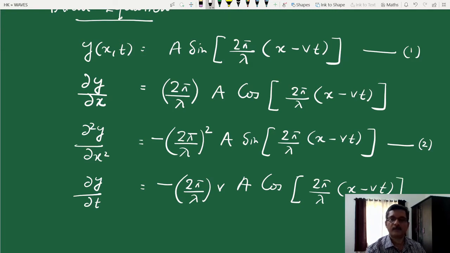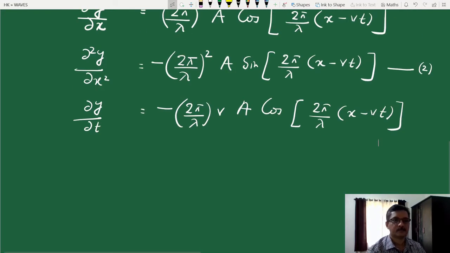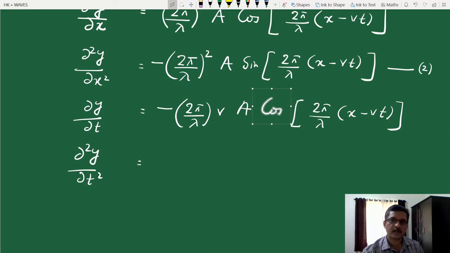Take one more derivative. So ∂²y/∂t². Now we have a cosine function here in ∂y/∂t. The derivative of a cosine function is minus sine function, so there is an extra minus sign, and here also the coefficient of t should come out, which is 2π/λ into minus v. So two minus signs are there. One comes from minus sine theta, the other comes from minus v. Okay, the two minus signs will cancel.